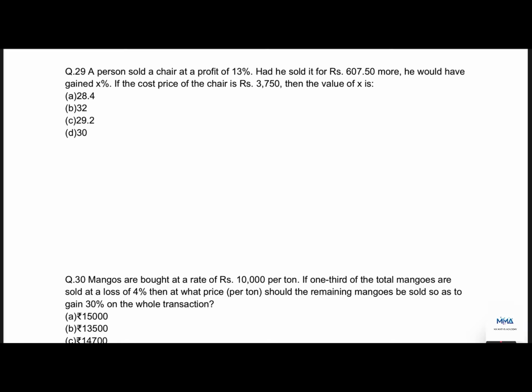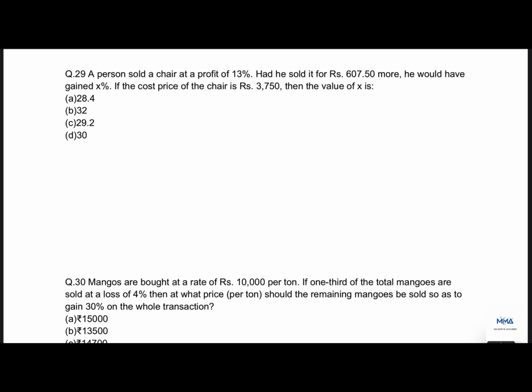A person sold a chair at a profit of 13%. Had he sold it for 607.5 more, he would have gained X percentage. If the cost price of the chair is 3750, then the value of X is. So here, if he charged this much more, he would have gained X percentage. Since CP is already given, this extra percentage profit is basically 607.5 by 3750 into 100.